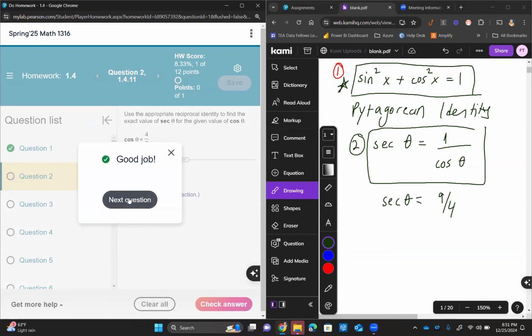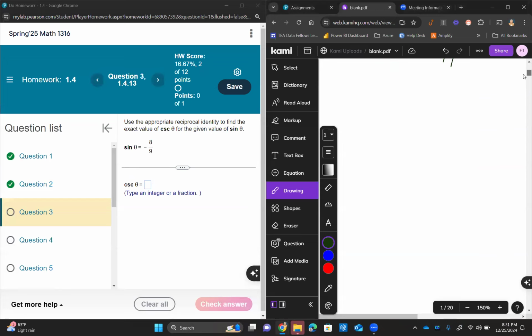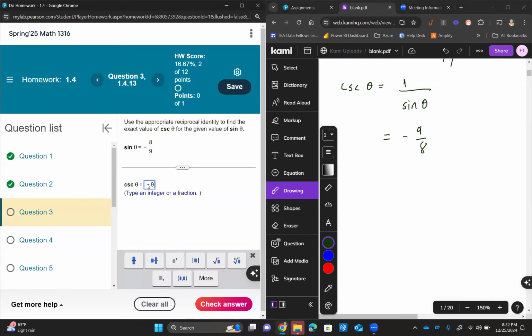For question 3, again, it says use your reciprocal identity to find the cosecant of theta. So cosecant of theta is equal to 1 over sine of theta using the reciprocal identity. Since sine of theta is given as negative 8 over 9, I can just flip my fraction and get a new trigonometric ratio as negative 9 over 8. Negative 9 over 8 is what I need here.